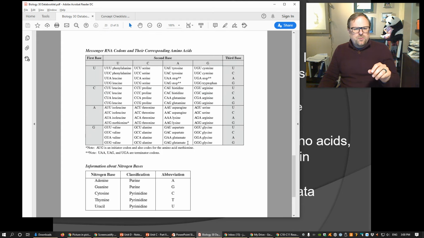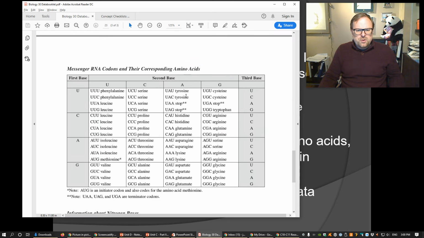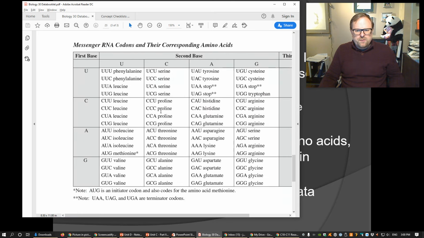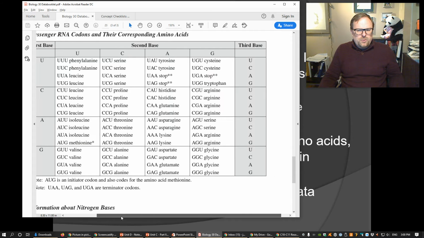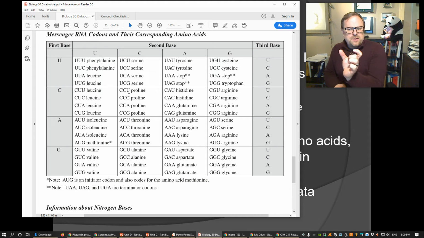What I want you guys to note right now is there is this page, which is messenger RNA codons and their corresponding amino acids. Now, I'm just going to zoom this in a little bit for you, just so it's a little bit bigger. There we go. That looks perfect. So this is messenger RNA. Often you'll be given a piece of DNA, and you'll have to transcribe it into messenger RNA, and then you'll read that messenger RNA in 3 nucleotide segments to make up your amino acids.